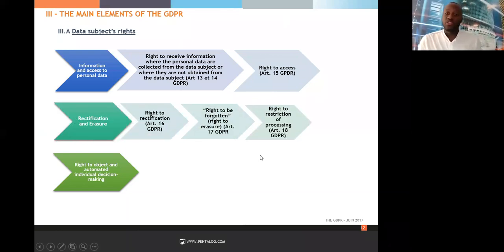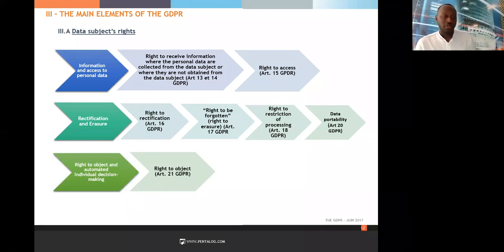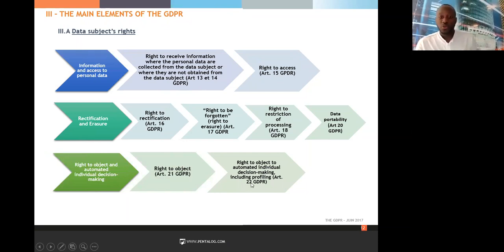The right to restriction of processing. I can say, I want my data to be processed for this purpose and not for the other one. Right to object, and individual decision making. I can say, I don't want you to process my data. A data subject has a right to do that. And remember, you have to be able to respond to all of these. Right to object to automated individual decision making, including profiling. So you have to anticipate that as well.